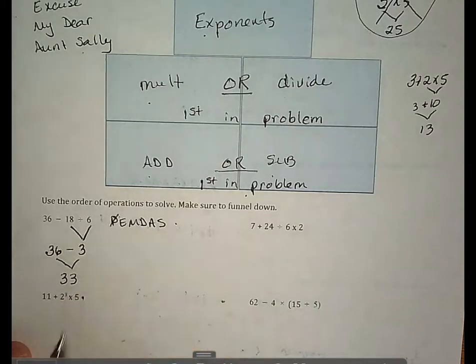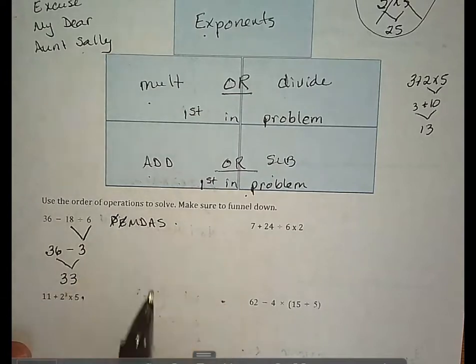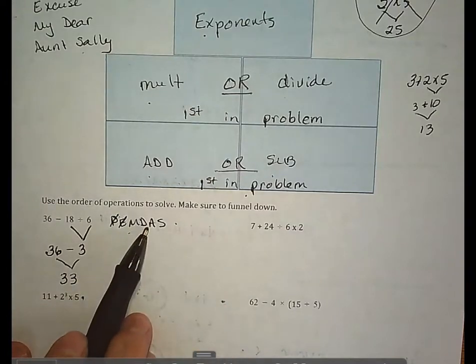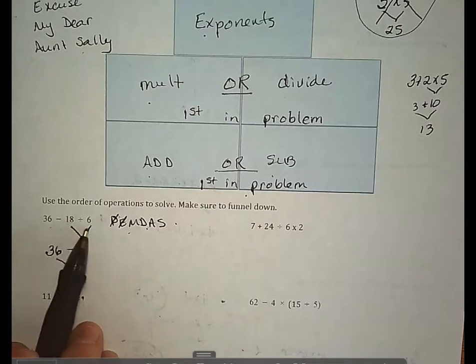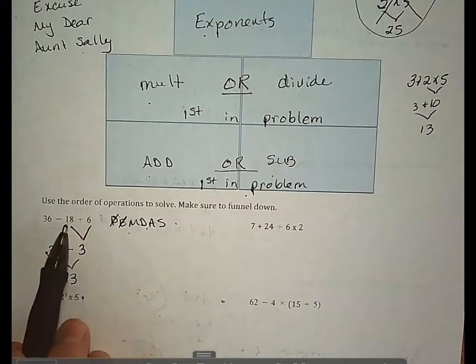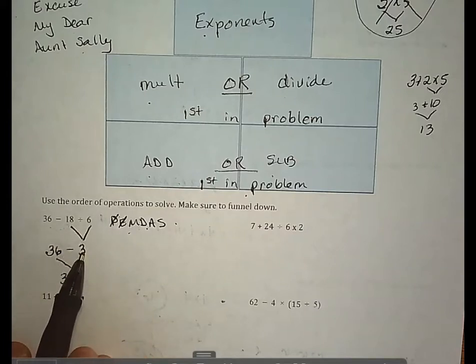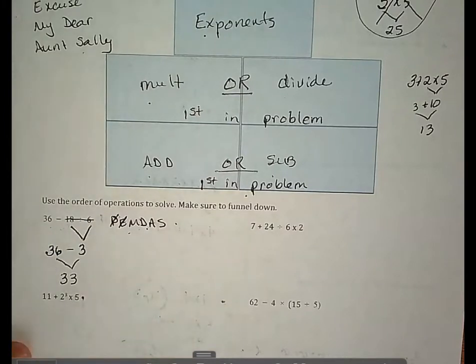Then I look for any E, exponents. Again, this problem doesn't have any exponents, so don't worry about that. Then I look for either a multiplication or a division problem, whichever comes first. Notice I ignore the 36 minus 18 and go straight to the 18 divided by 6, because that's what comes next in my order of operations. So I do 18 divided by 6, and that gives me 3. I'm done with those two numbers because I've traded them in for the 3. The quotient of 18 divided by 6 is 3, and this 3 takes the place of both the 18 and the 6.